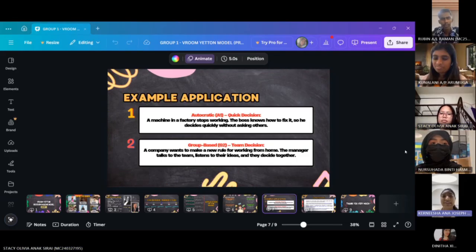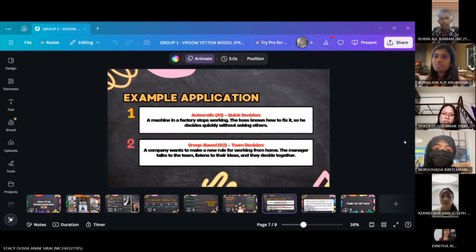Here are two simple examples of how the Vroom-Yetton decision-making model can be applied. The first one is autocratic, A1, which is a quick decision. For example, a machine in a factory stops working. The boss knows how to fix it, so he decides quickly without asking others. The second one is group-based, G2, a team decision, which is when a company wants to make a new rule for working from home. The manager talks to the team, listens to their ideas, and they decide together.